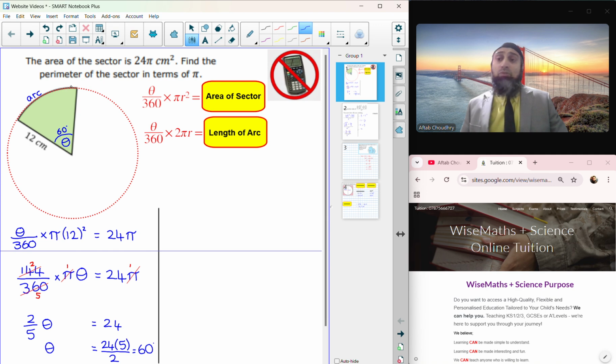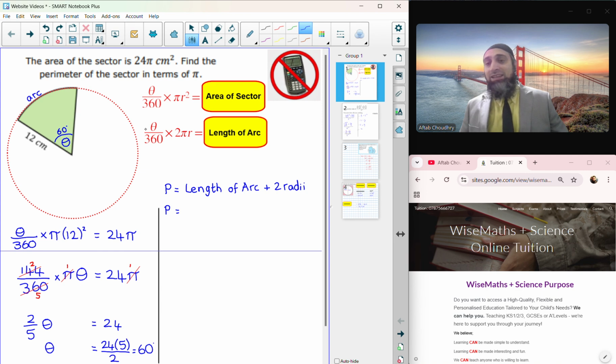Now to work out the perimeter, we need to work out the length of the arc plus the radius over here plus the radius over here. Let's write it down. The perimeter, we'll just call it P, is equal to the length of the arc plus 2 lots of the radius. So what's the formula for this?